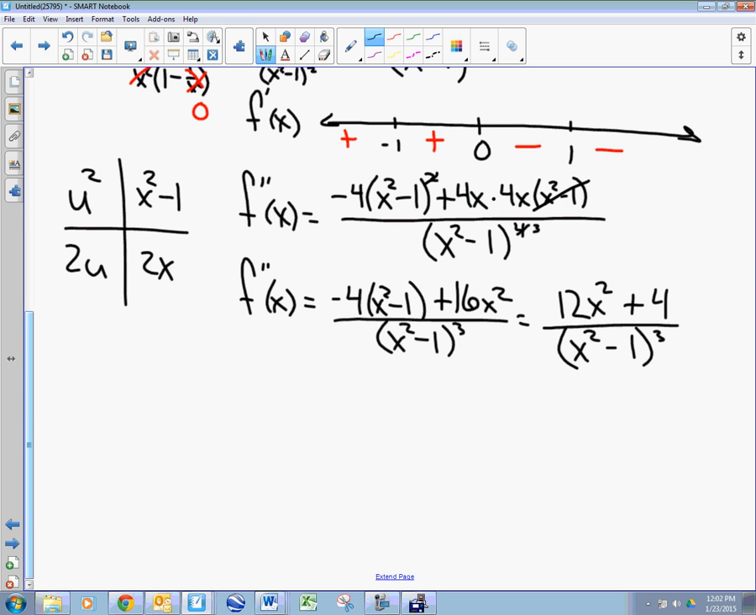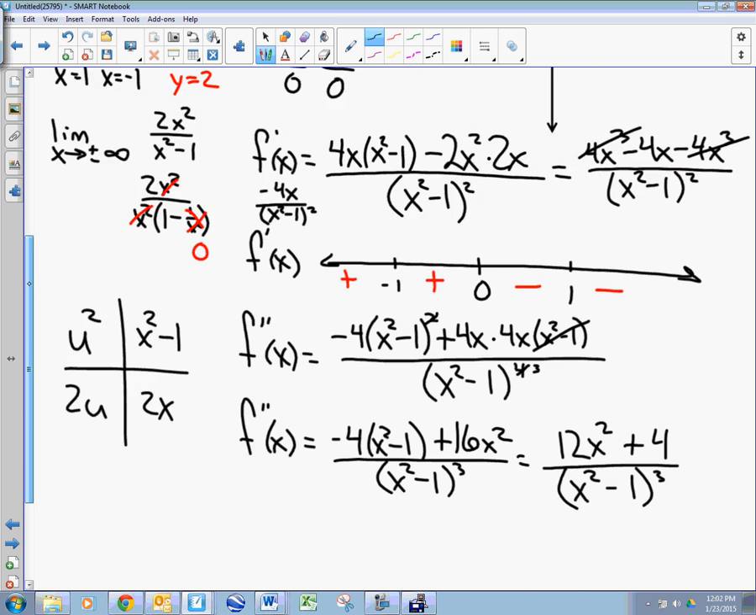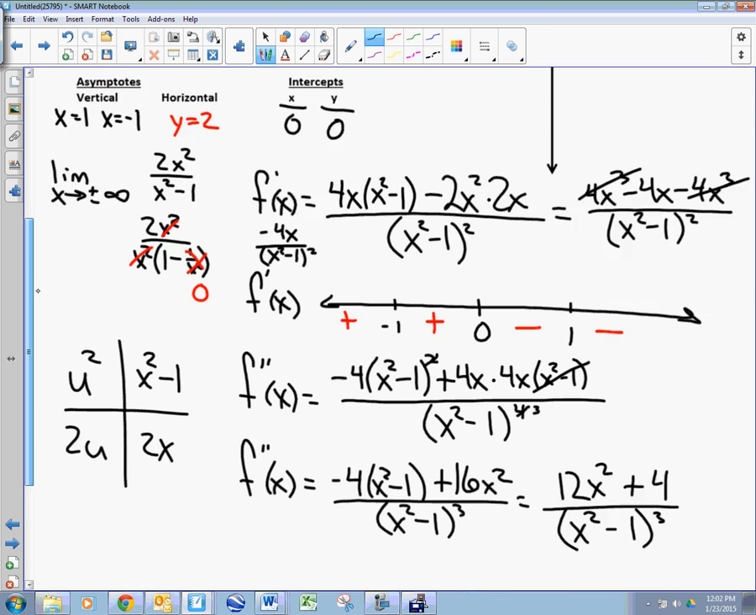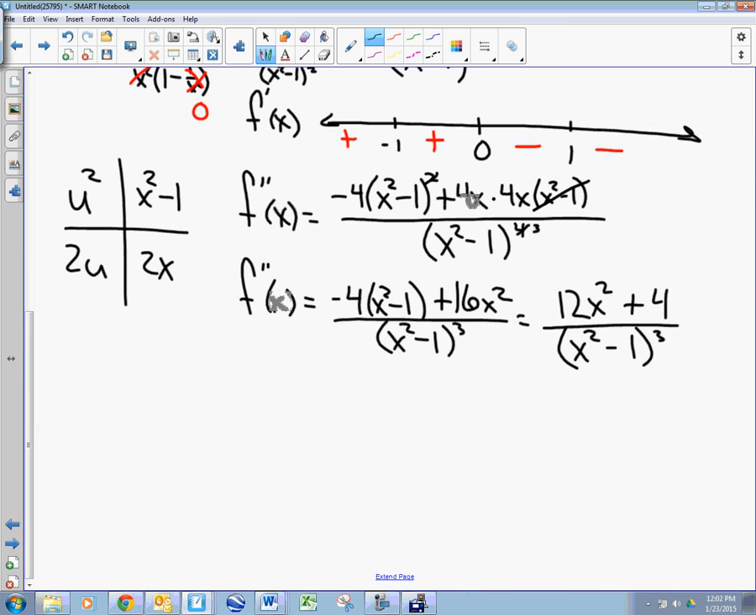So therefore, I don't have an inflection point because the second derivative is never equal to zero. So I did have a local max, but I do not have an inflection point. The second derivative is never equal to zero because the top is never equal to zero. The top is always positive. So therefore, my sign change, all I need to think about is the denominator. Where is the denominator equal to zero? And therefore, the second derivative does not exist at, yes, negative one and positive one.